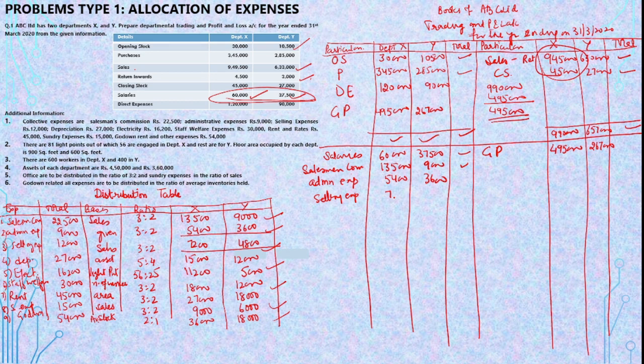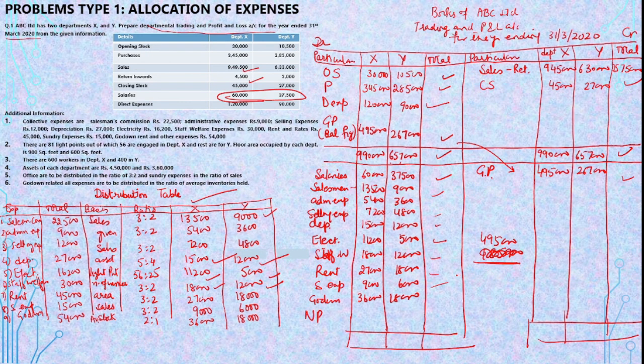Electrical charges, 11,200, 5,000. Then staff welfare expenses, 27,000, 18,000. Next is rent, 18 and 12. Then you have sundry expenses and godown rent. So 9,000, 6,000 sundry expenses, godown rent 36,000, 18,000.